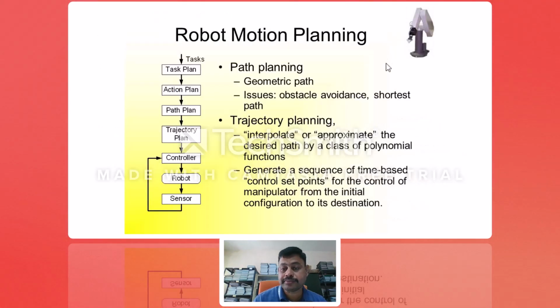Next, I am coming to the overall robot motion planning. If you want to control, okay, path planning and trajectory planning, we understand what is what: what path planning is connected with, and what trajectory planning is connected with.